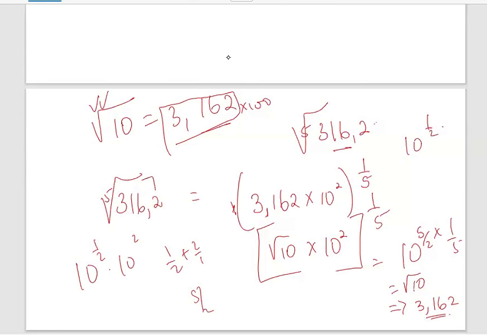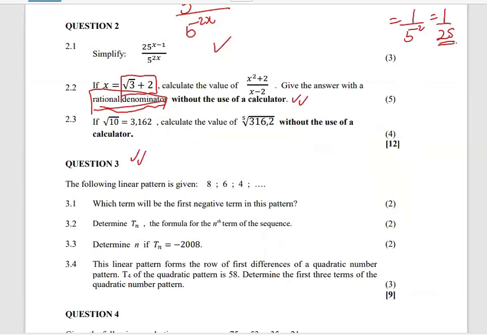All right, then question number 3, which is the number pattern. The following linear pattern is given: 8, 6, 4. They told us it's linear, so the common difference is the same. You're subtracting 2. They're asking which term will be the first to be negative. If you subtract 2, you get 2. Subtract 2, you get 0. Subtract 2, I get negative 2. So if this is 1, 2, 3, 4, 5, 6, that tells us it's the 6th term.